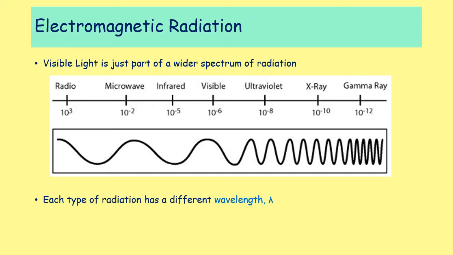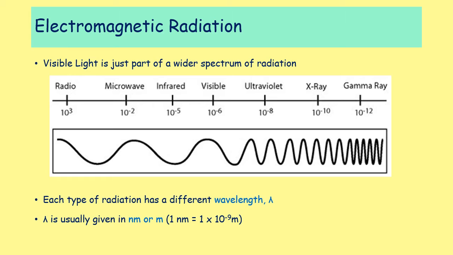Each type of radiation has a different wavelength, and as you can see going from the radio waves on the left to the gamma rays on the right, the wavelength, which is the distance between two peaks on a wave or two troughs on a wave, is getting smaller as we go from radio waves across to gamma rays. The wavelength is getting smaller.